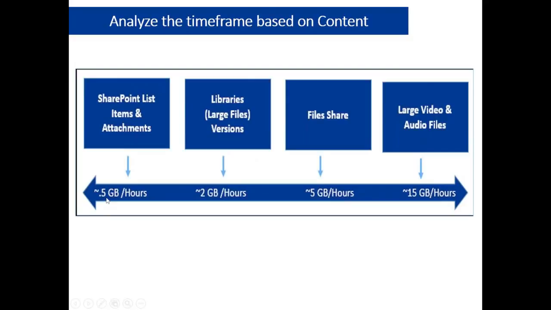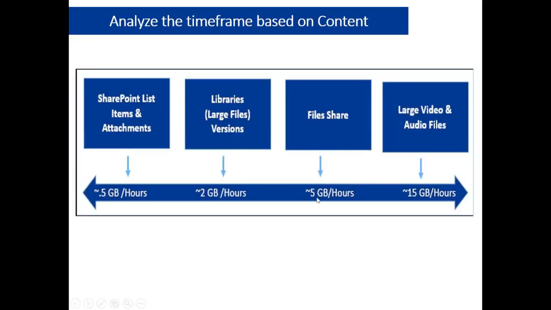These are just approximate figures, not hard and fast. It will come approximately, with a little bit here and there. Accordingly, it goes at 5 GB per hour. If we have large files, or a document library still having 5 MB, 2 MB, 10 MB files, quite big files, we need to estimate approximately 2 GB per hour. Then file shares.